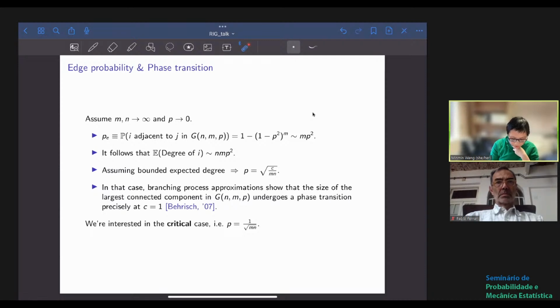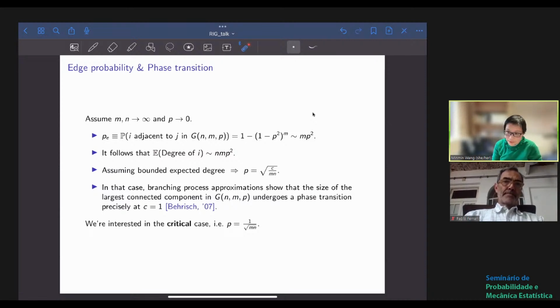And also assume p, the probability of having an edge in the bipartite graph, goes to 0. Okay. So here are some properties of the random intersection graph we can deduce quite easily.